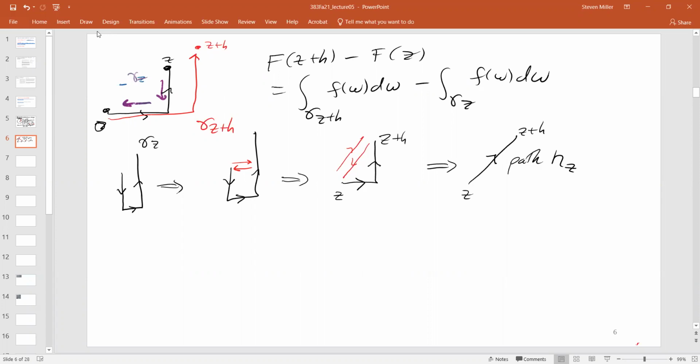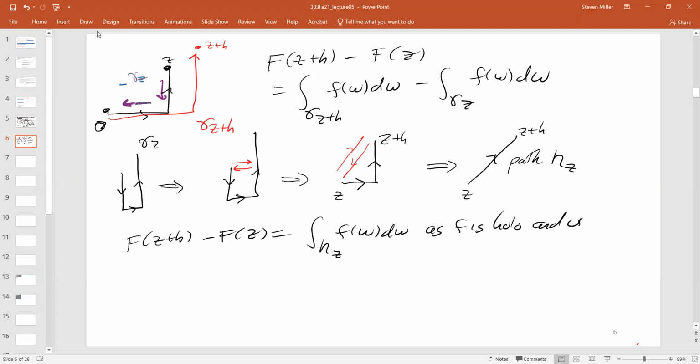So we've reduced the integral. f of z plus h minus f of z is just the integral over eta of z of f of w dw, as f is holomorphic and we used Goursat how many times? Twice. And then we also said that some integrals cancel each other out. So the idea is you just keep winnowing away to make something very nice.